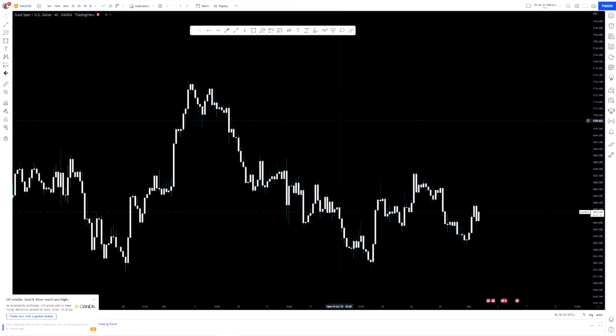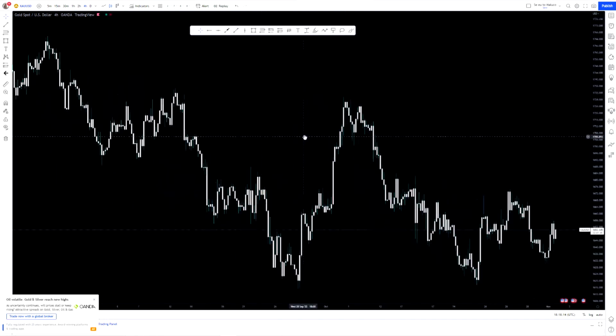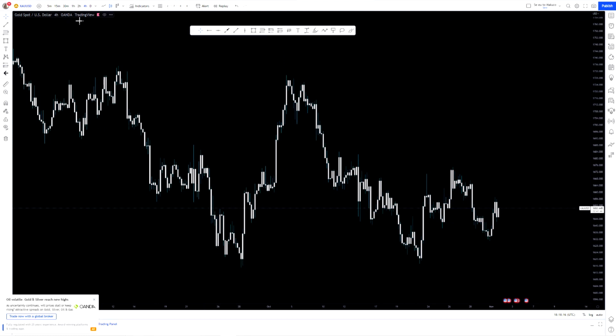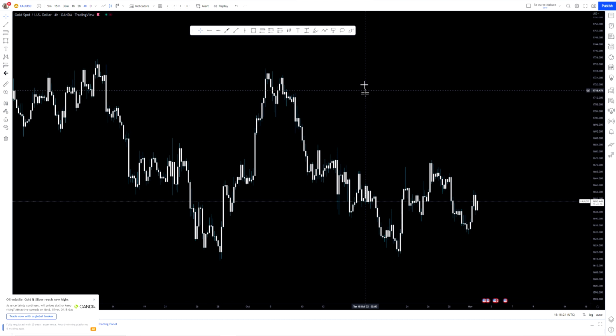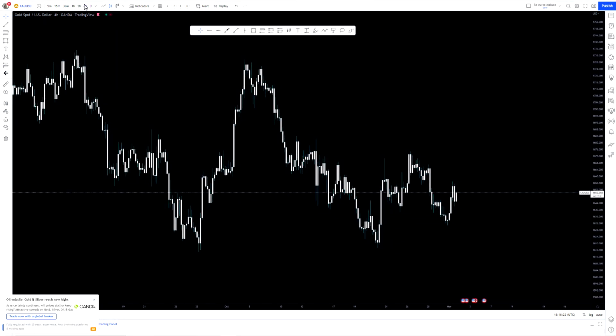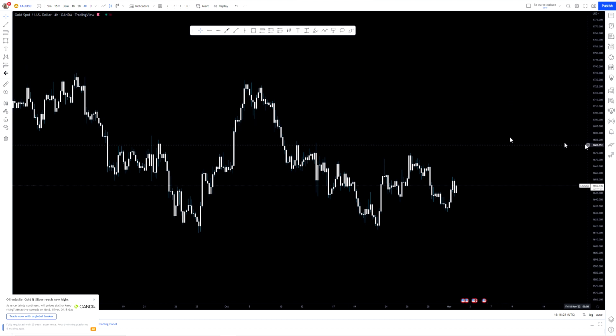Let's go now to the charts. I would like to show you how to draw your supply and demand zones. Here at the gold chart, I'm in the 4-hour time frame. Supply and demand zones are areas where, when price comes to the zone, it falls or goes up.